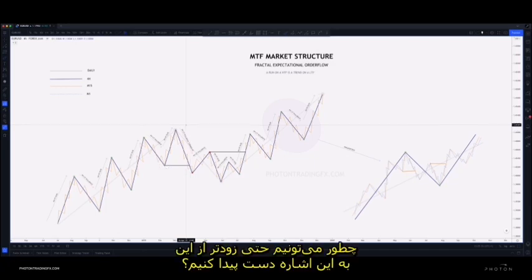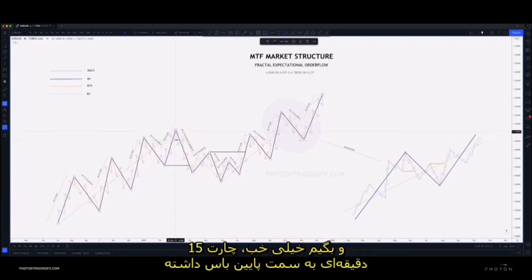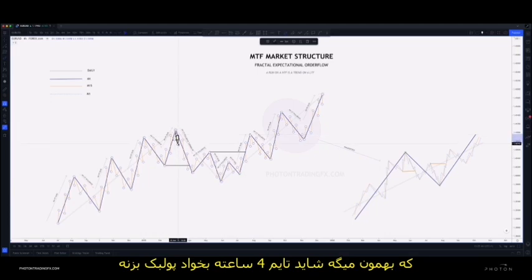But how could we potentially get even earlier? If we were a bit more aggressive, we could look at the M15 and say, okay, the M15 has broken structure to the downside, which tells us that the 4 hour may be pulling back.